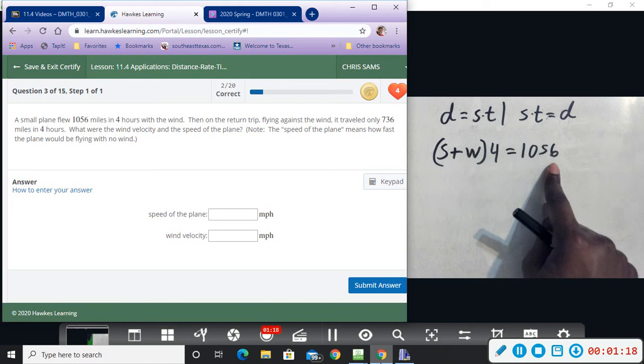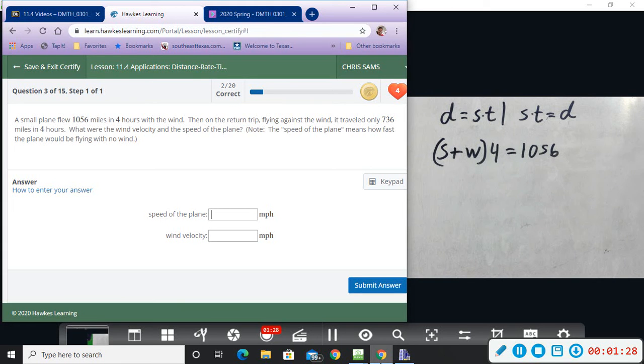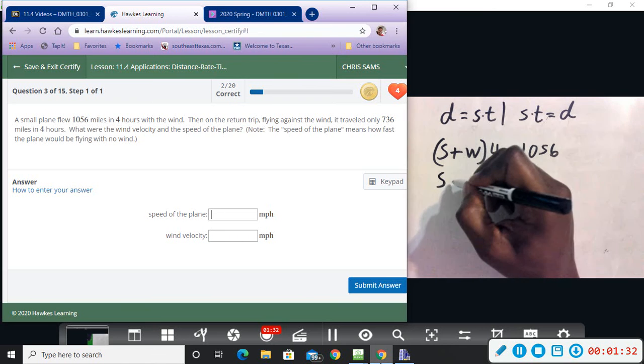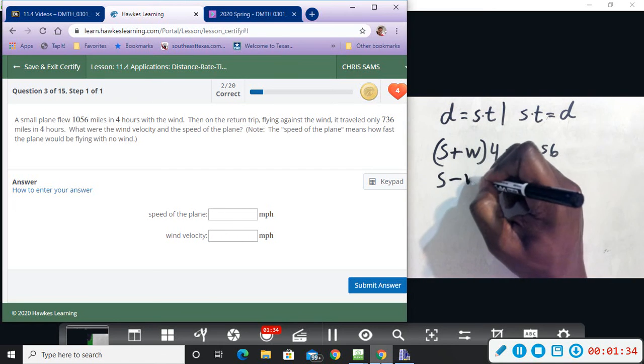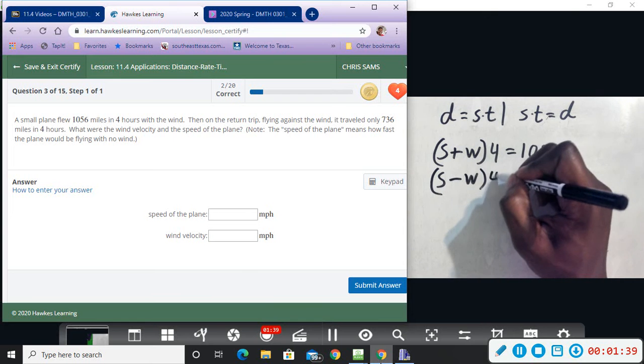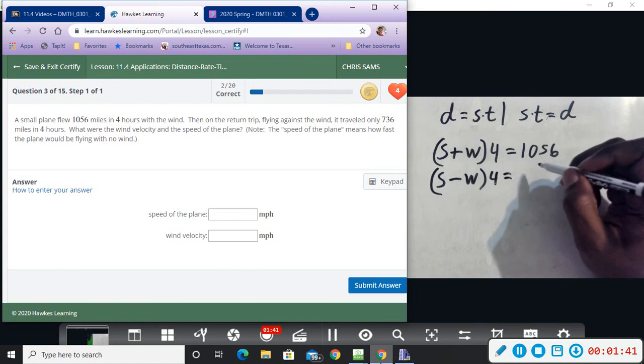And then it says on the return, it traveled against the wind and only went 736 miles in 4 hours. So our other equation is going to be our speed minus the wind, because the wind is pushing against us, so slowing us down. Still for 4 hours. This distance is only 736.